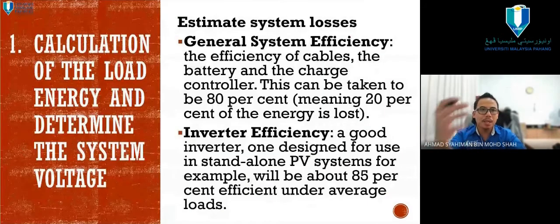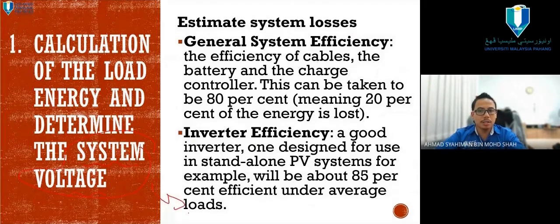Okay, kat sini calculation adalah energy and determine system voltage. Kita ada main system voltage. Macam saya cakap, system voltage ini berkait dengan bateri. Ini yang sistem voltage sebenarnya adalah 12 volt, 24 volt, 48 volt. Okay, ini sistem voltage.